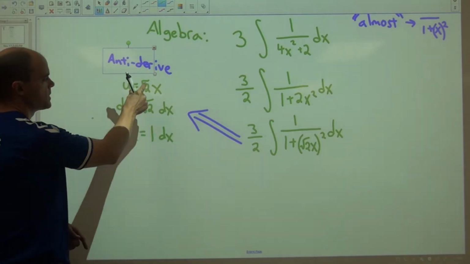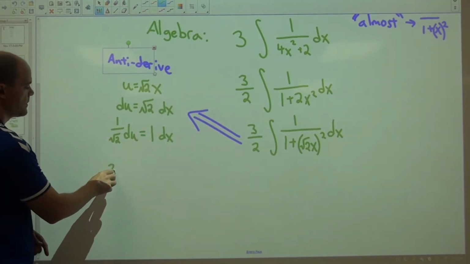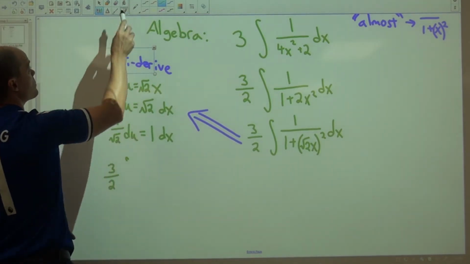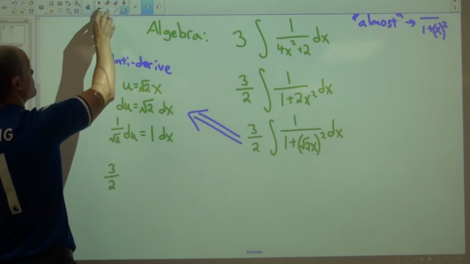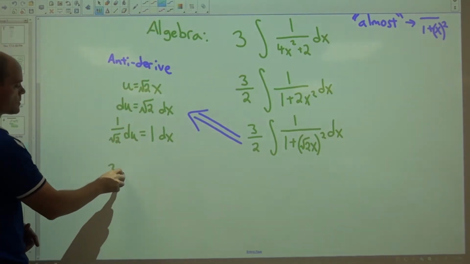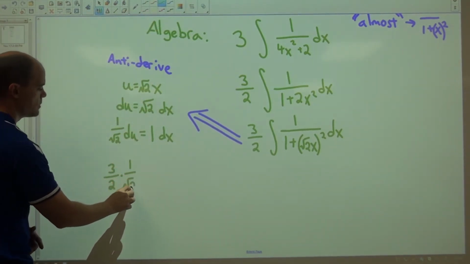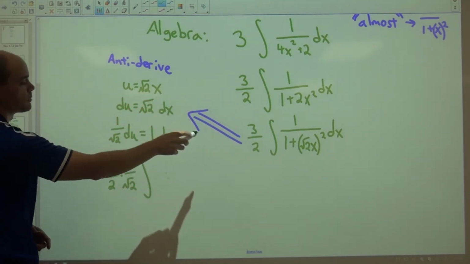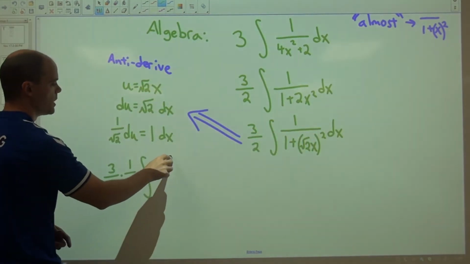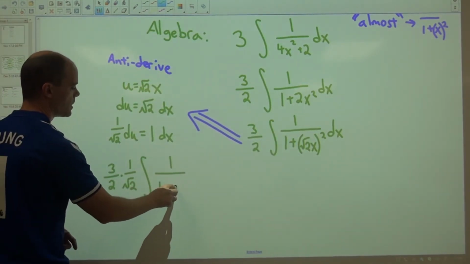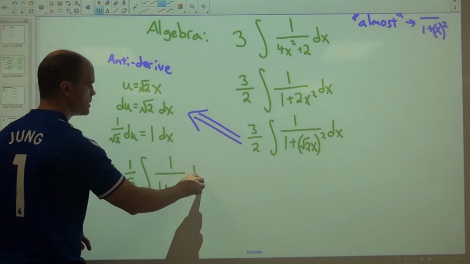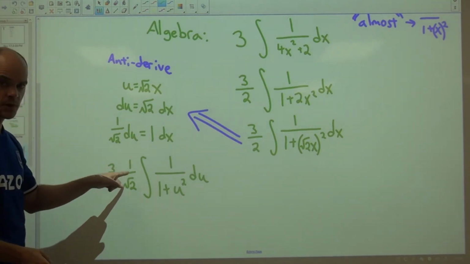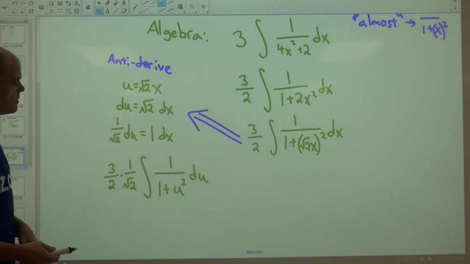I'm going to replace this in my integral. The 3/2 is still coming along for the ride. And now what's going to, oops, sorry. I need this piece of information to come out front. So times 1 over radical 2 times the antiderivative of, that's being replaced with u. This is now du. And we have 1 over 1 plus u squared du. So this is the only little tricky piece, is getting this guy out of your antiderivative.